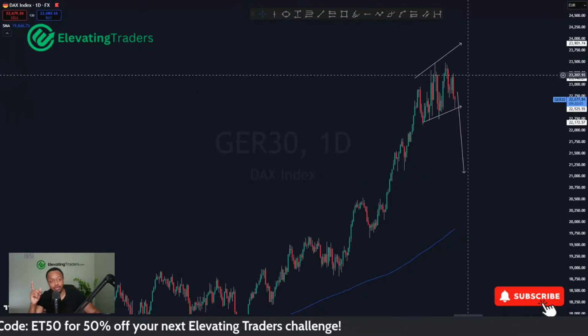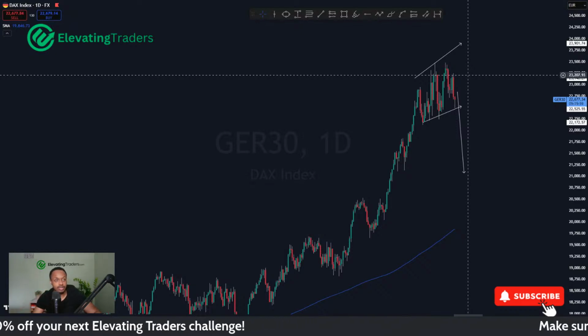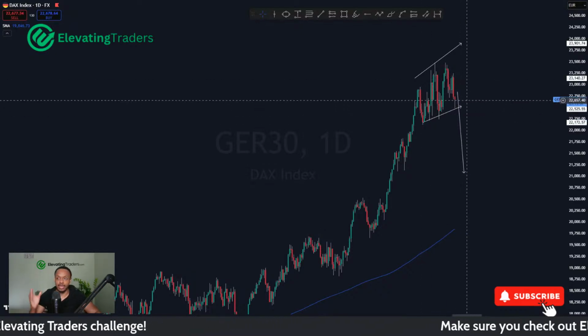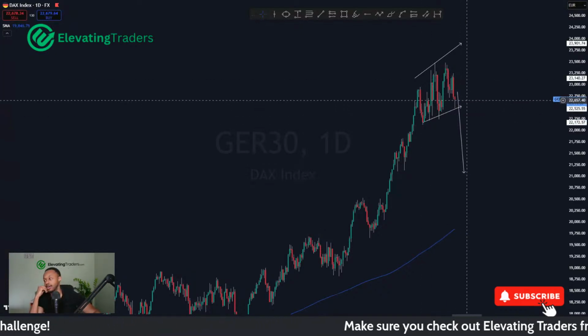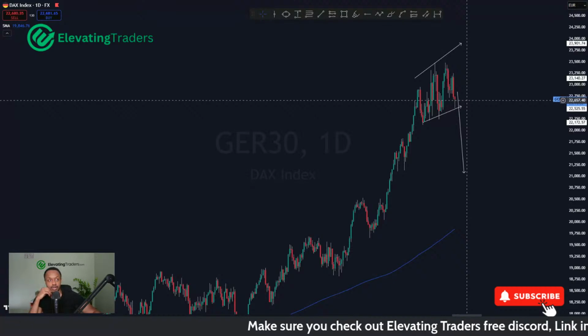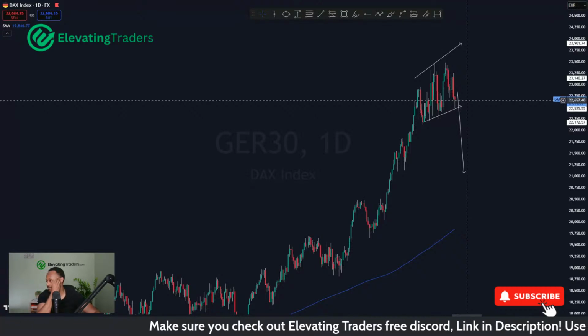Difficult to say exactly when, but when we see that break of that trend line, that to me will be the catalyst for a bigger pullback. So that's kind of what I'm looking at for the DAX.